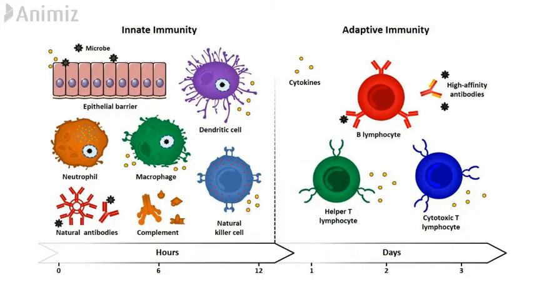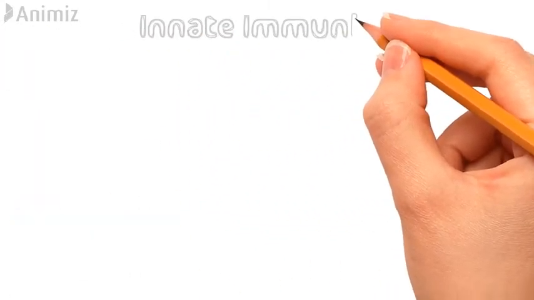The essential components of innate immunity are the epithelial barrier and cells like dendritic cells, macrophages, and neutrophils, and it protects the body during the initial hours of the infection. Whereas the components of adaptive immunity are basically B lymphocytes and T lymphocytes, and it protects the body during the later days of the infection. Now let's see each immunity in detail.